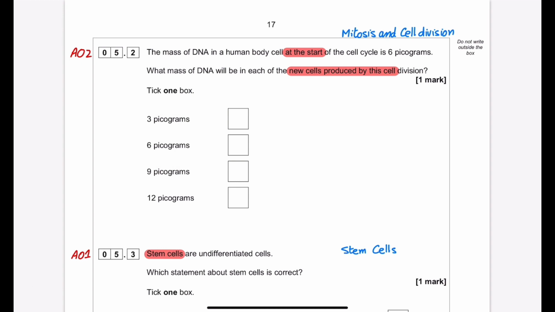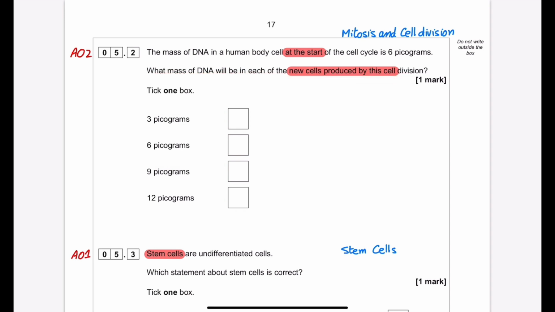Question part number 2 is an AO2 question, again from mitosis and cell division. If we look here, the mass of the DNA in the human body cell at the start of the cell cycle is 6 picograms. So it is mitosis. What will happen there? What will the mass of the DNA be in each of the new cells produced by the cell division?